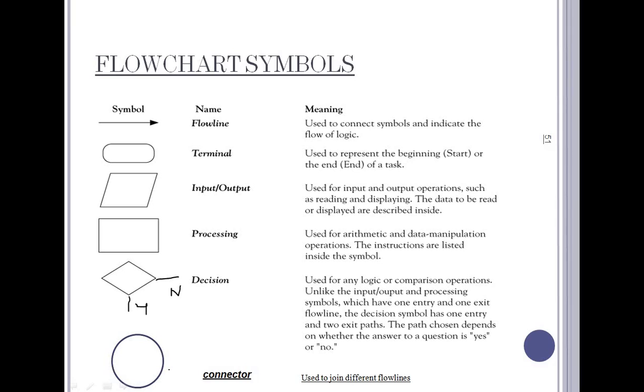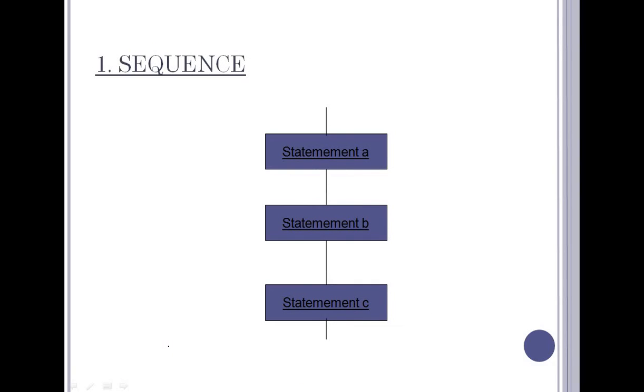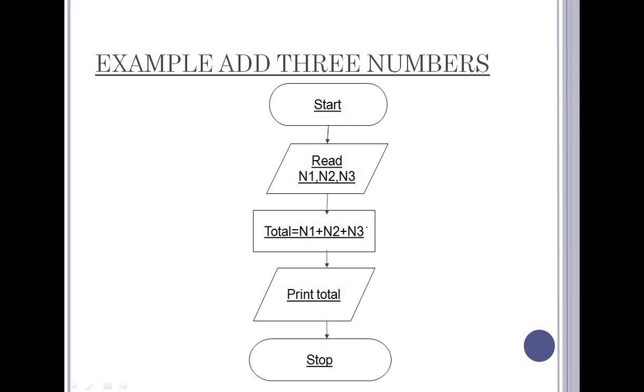Suppose you have a big flowchart. In one page you have completed it, in the second page you want to continue it, so you can use the connector to join the flow lines. Whenever we want to do sequence statements, in this way we can have one box where I can initialize statement A, B or C, or in a single box I can write statement A, statement B and statement C. For example, we want to read three numbers and calculate the total of the three numbers.